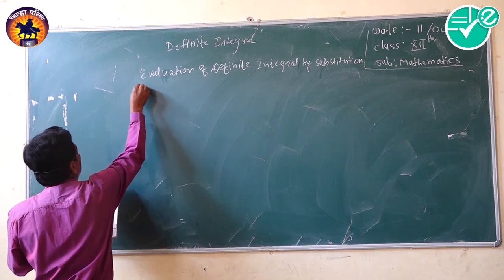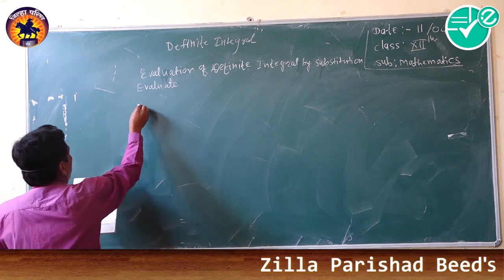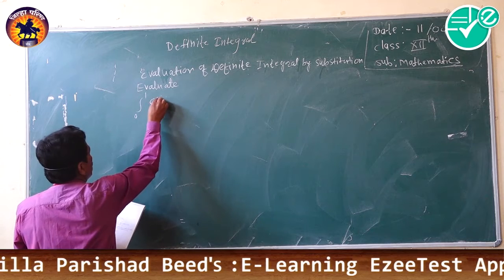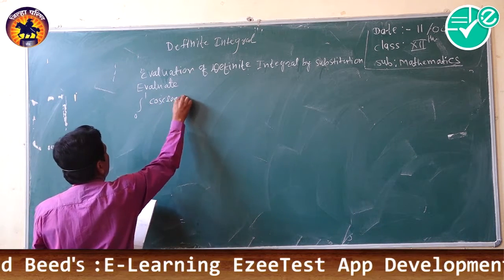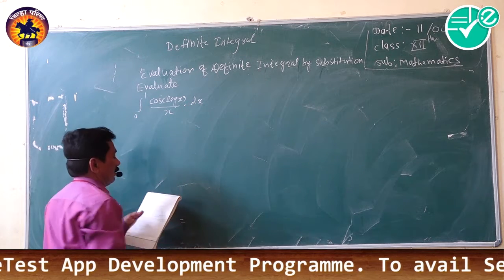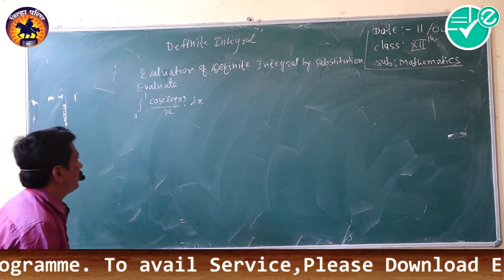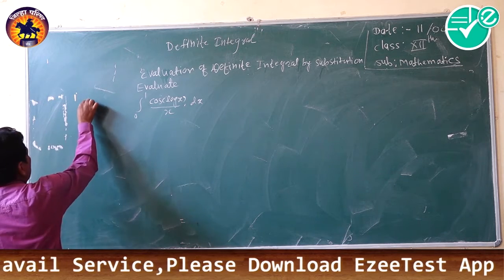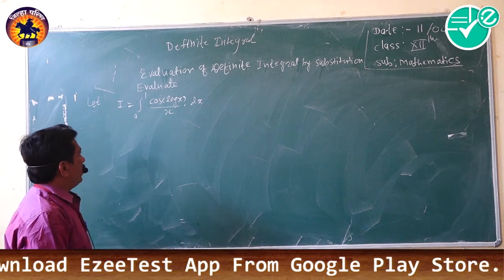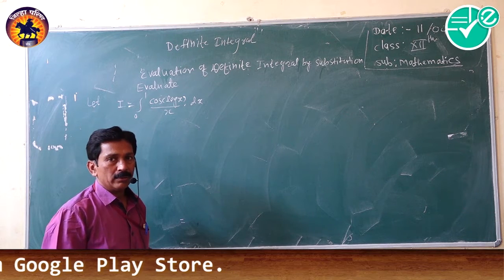Evaluate integration from 0 to 1 of cos of log x divided by x into dx. Now we have to integrate this. For that, let I is equals to integration from 0 to 1 cos of log x divided by x into dx.